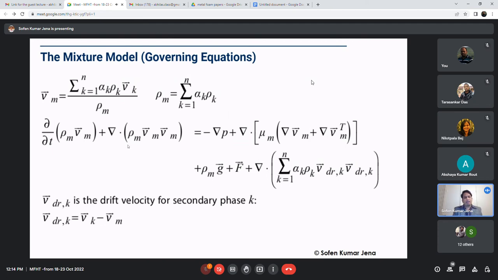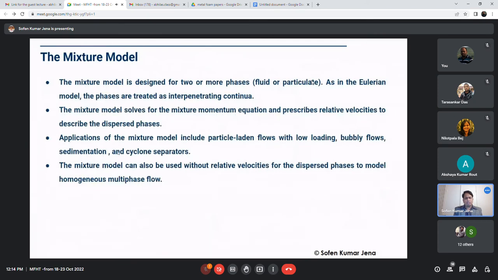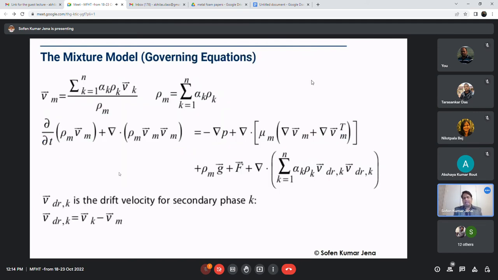In the mixture model, unlike the volume of fluid model, we have a homogeneous flow, a mixture of the air and the liquid, right? So the individual phase has some velocity. I have already told you, those velocities are called superficial velocity. In the mixture, the gas bubble has a unique velocity, that is called the superficial velocity of the gas. The liquid, the water, has a unique velocity, that's called the superficial velocity of the liquid.